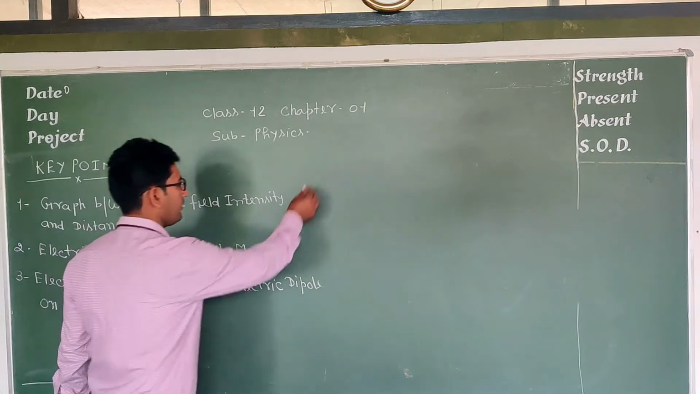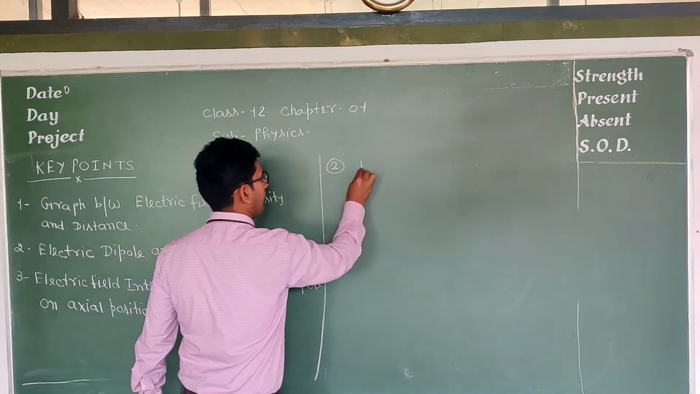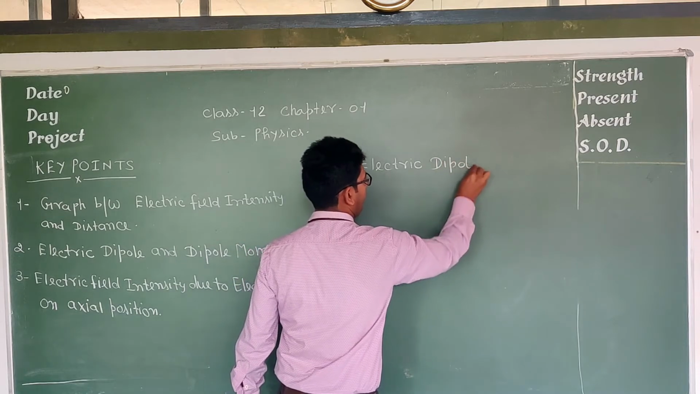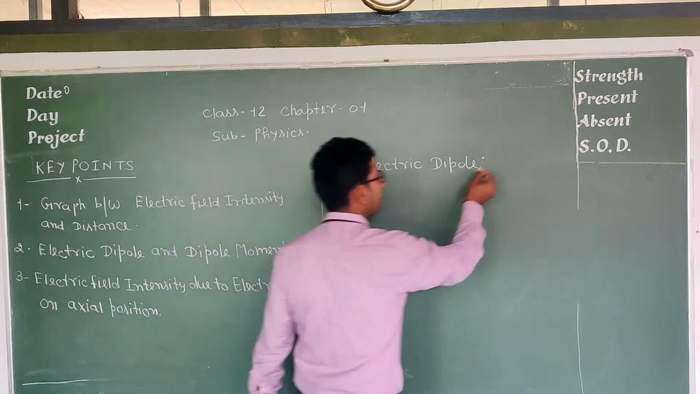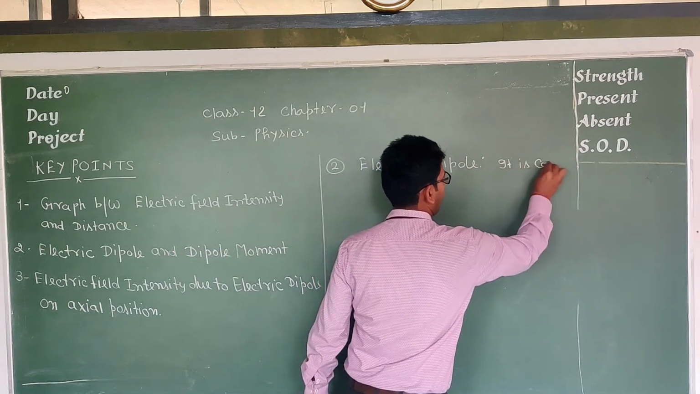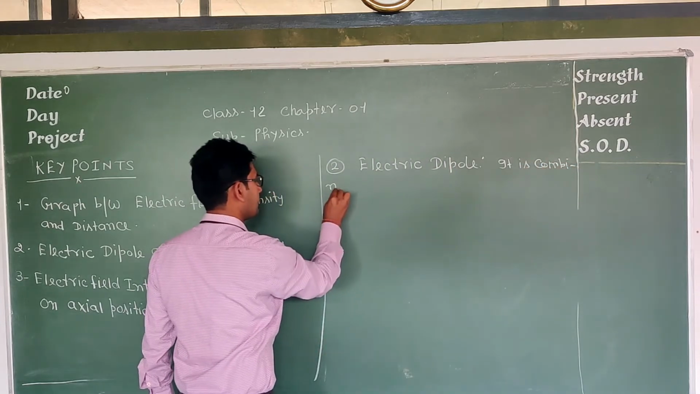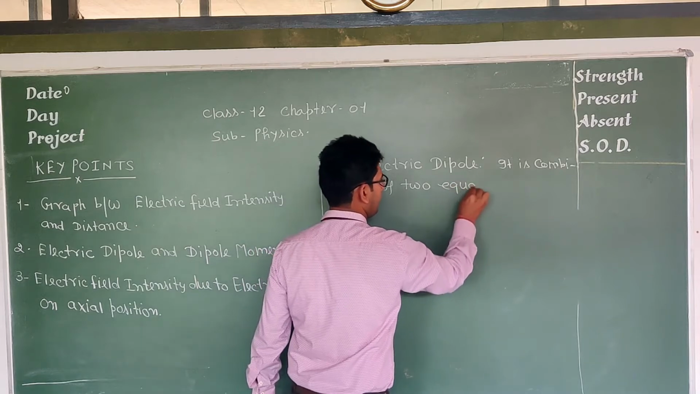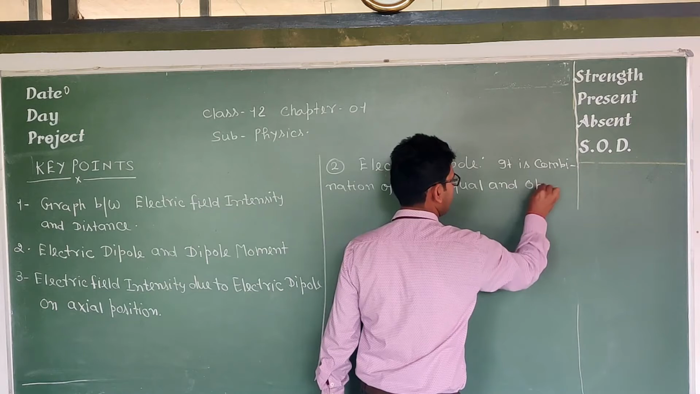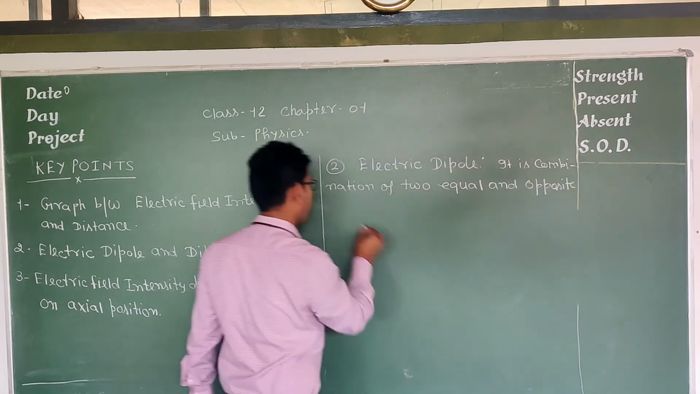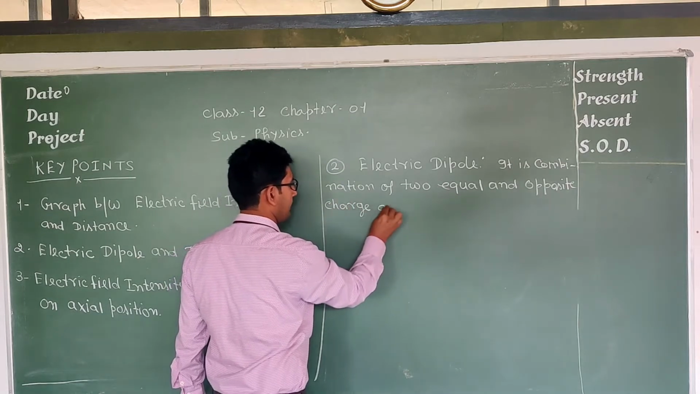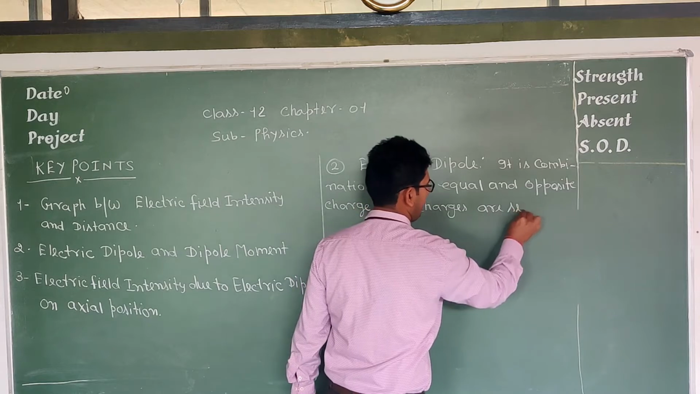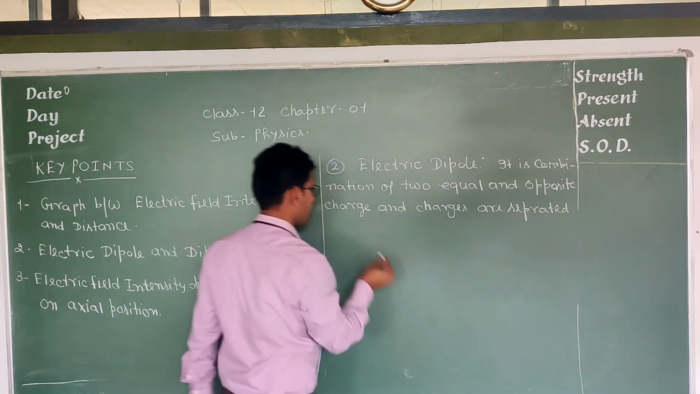And what is electric dipole? Electric dipole is the combination of two equal and opposite charges, and the charges are separated by some distance.